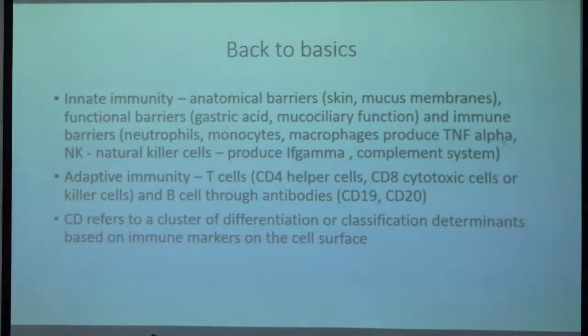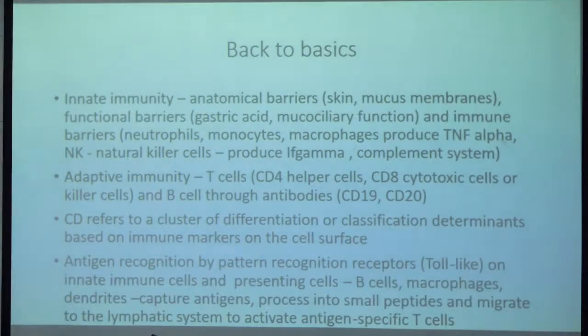CD refers to cluster of differentiation, or classification determinants. And what is this based on? The immune markers on the cell surface. So these are the immune markers, and there are many more. But the most important is what we minimally must know about it. And there are many more specific markers which are used for a specific diagnostic purpose. And when you know this much, then we quickly look at how one gets to use all this.